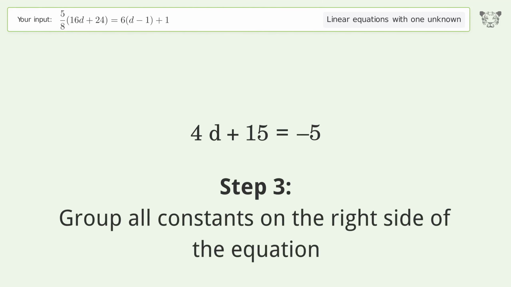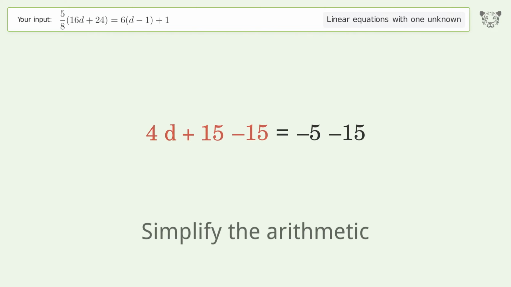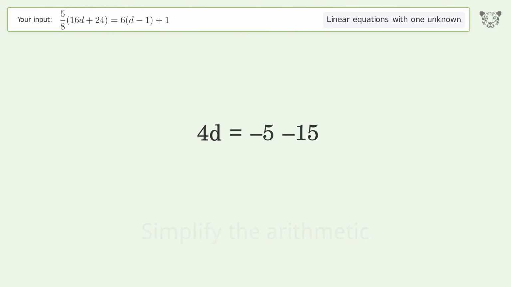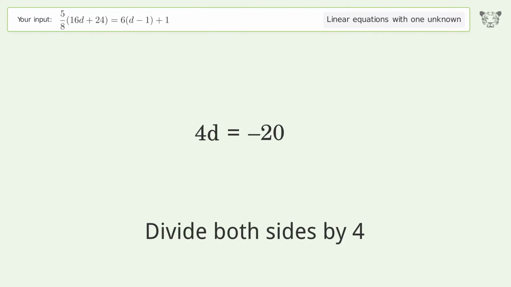Group all constants on the right side of the equation. Subtract 15 from both sides. Simplify the arithmetic. Isolate the d. Divide both sides by 4.